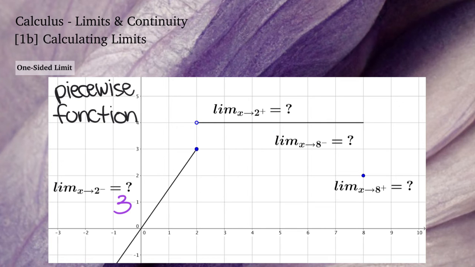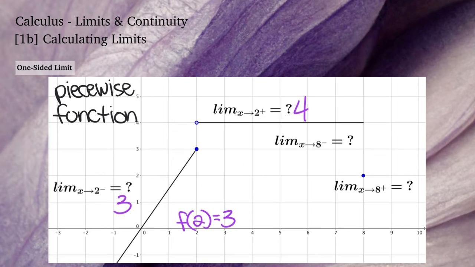This function is defined at x equals 2. The y value that corresponds to x equals 2 is 3. It's not 4 because there's an open hole there. So the limit from the right side of 2, the right-hand limit, as x gets closer to 2 from that right side, y approaches 4. So the limit as x approaches 2 from the positive side is 4.